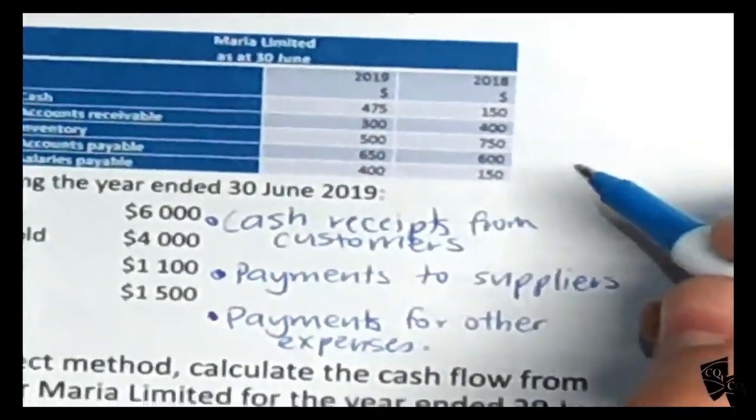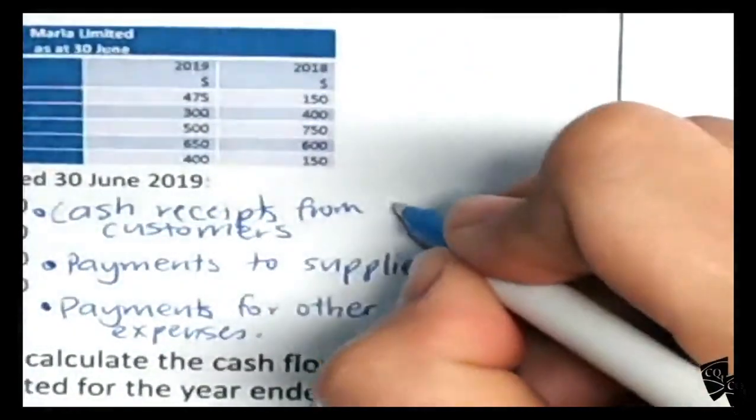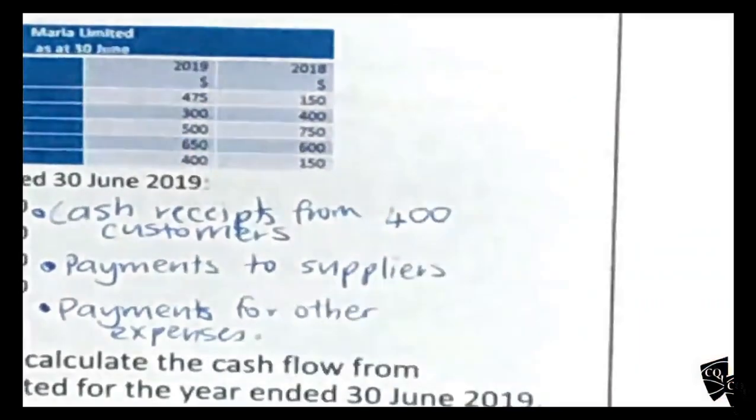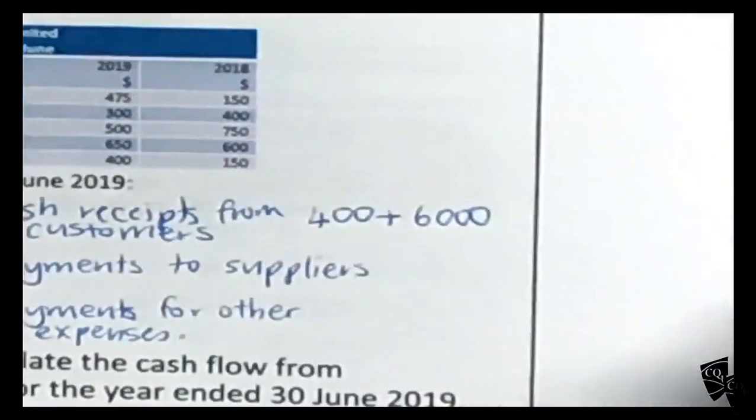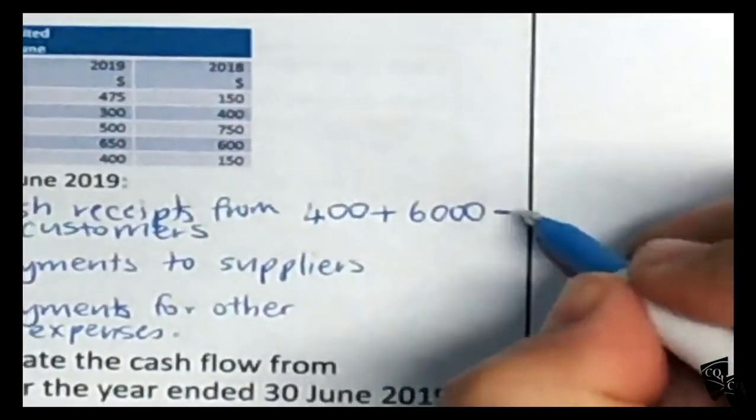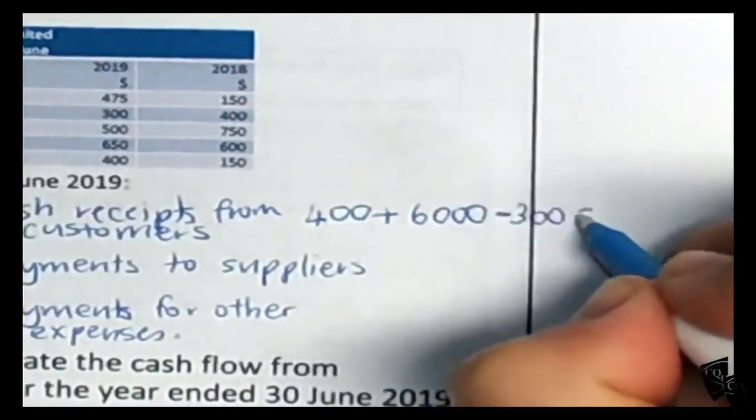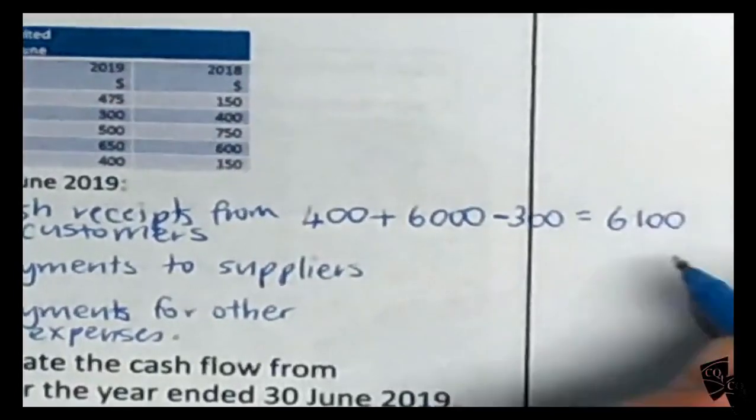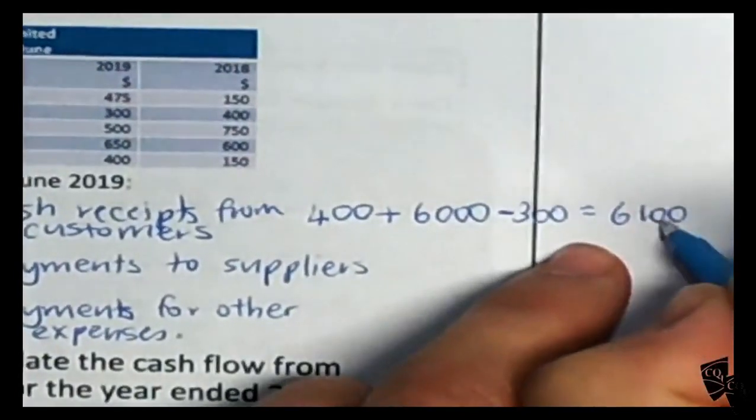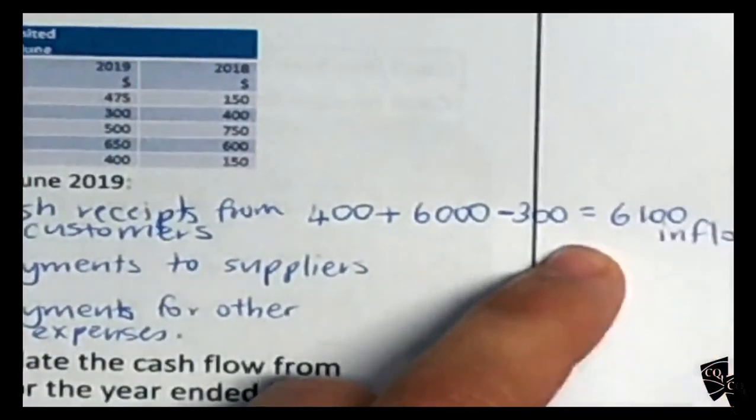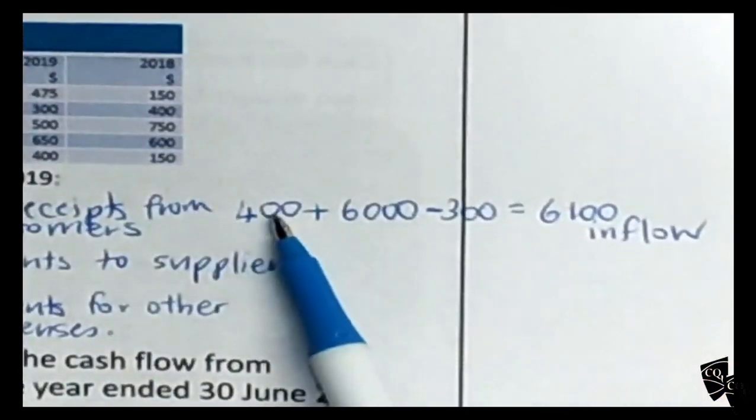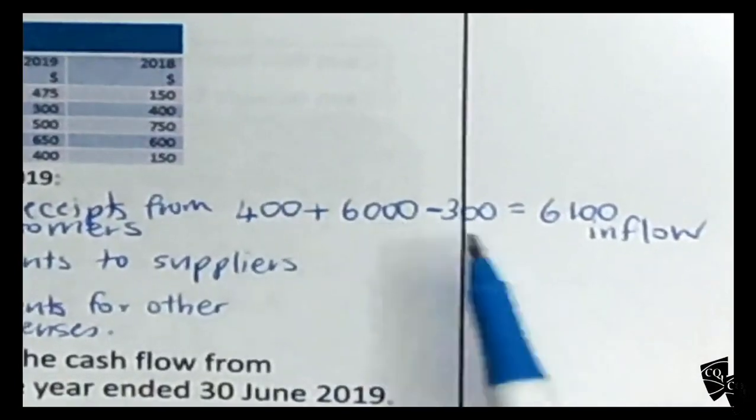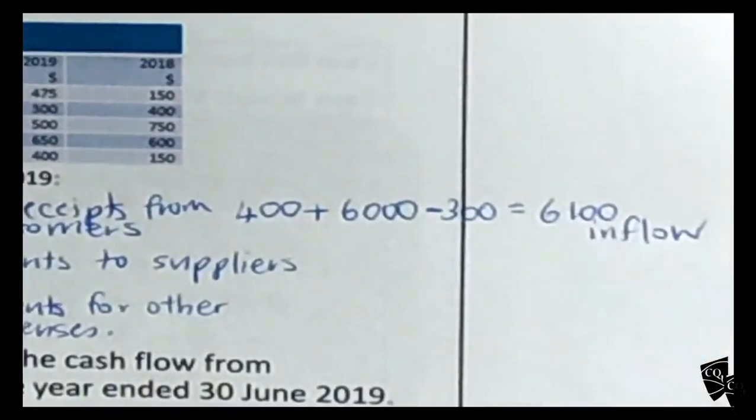So I'll just move this over so I can show you my figures. It's the 400 opening balance plus the $6,000 credit sales minus the 300 closing balance. And I like to write inflow in my workings. So cash receipts from customers, 400 plus 6,000 credit sales minus 300 closing balance equals 6,100 inflow. That's the first category.